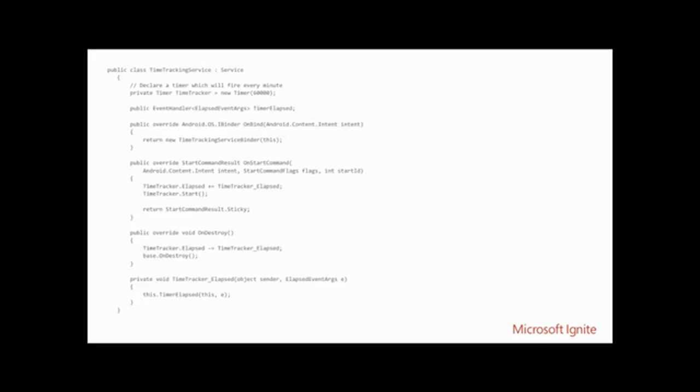So inside here, in this example, I'm declaring a timer to kick off once a minute. And if I look at start command, you'll see here in the start command section, I'm wiring up the elapsed event for the timer, starting it, and then straight away I'm returning start command results.sticky, which means, as we saw earlier, if the operating system shuts this down, it will restart it.